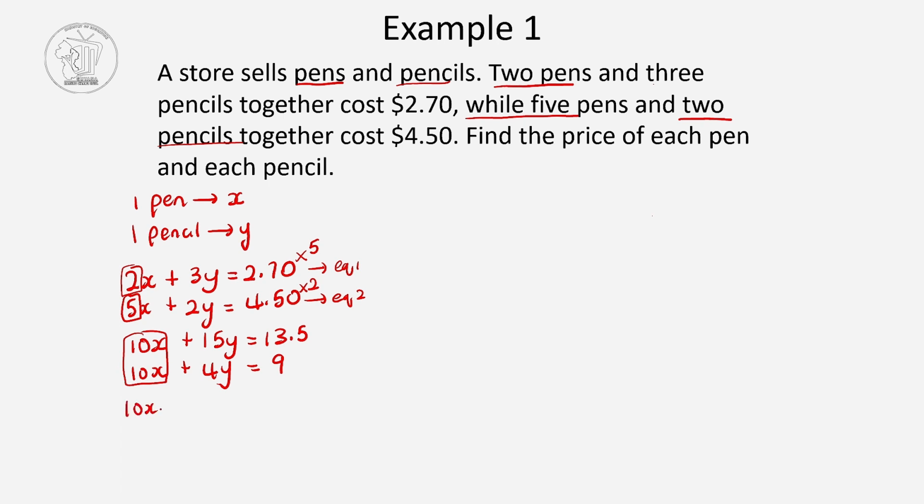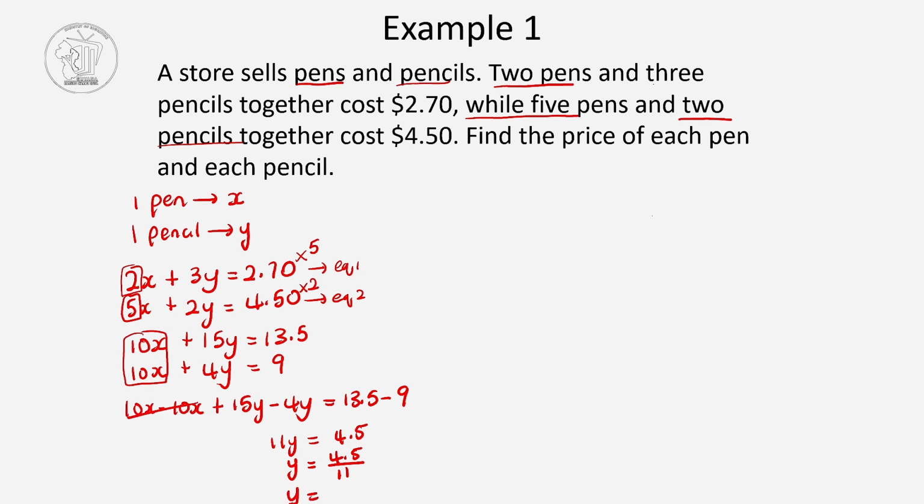This will be 10x subtract 10x plus 15y subtract 4y is equal to 13.5 subtract 9. So 10x subtract 10x will give you 0. 15y subtract 4y will give you 11y, which is equal to 13.5 subtract 9, which will give me 4.5. So hence y will be equal to, 11 is multiplying the y, when we take it over it divides, so we'll have 4.5 divided by 11.